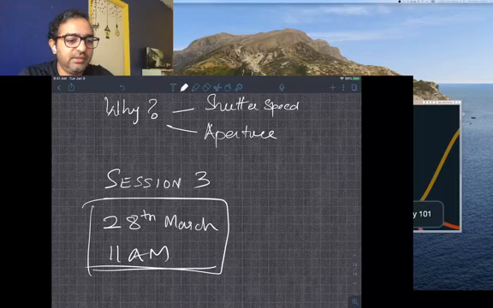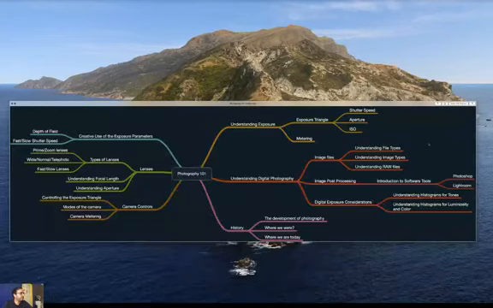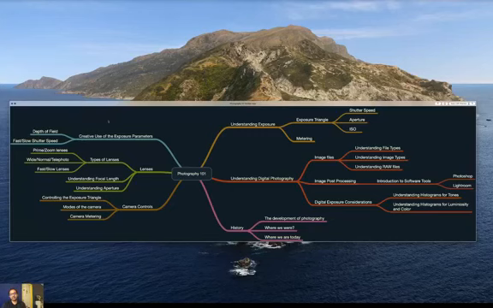And let me put the course outline back for everyone to see. Right? So this is the course outline. What we've done so far is we've covered the history part of it. We've covered understanding exposure. Next is going to be the fun one, where we cover creative use of exposure parameters. That includes depth of field and fast shutter speed and slow shutter speed. So really, really fun stuff.